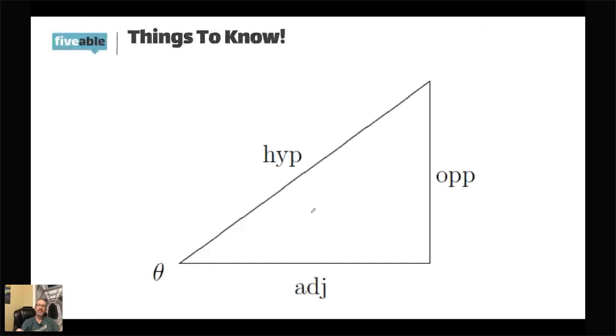Let's go ahead and take a look. So these are things to know, trig and triangles. This is your standard 90-degree or right triangle. So this one always has an angle right here, which is 90 degrees. Then we've got an angle theta.